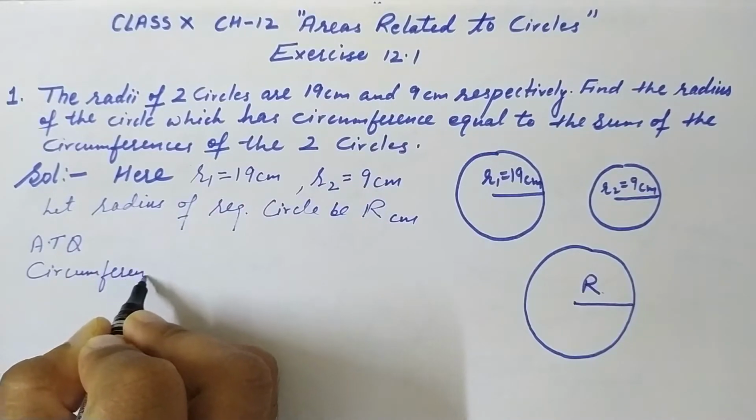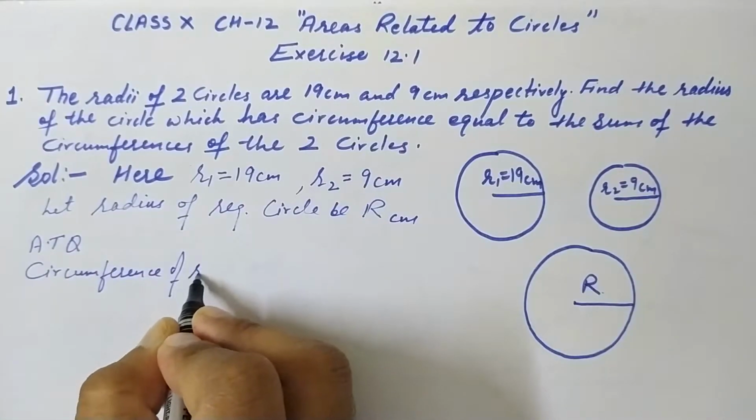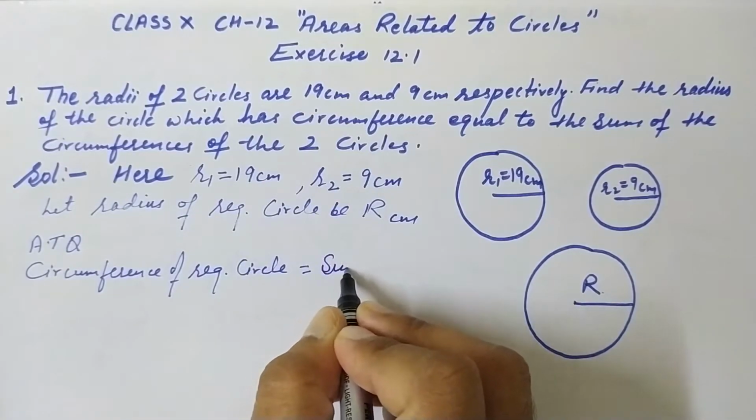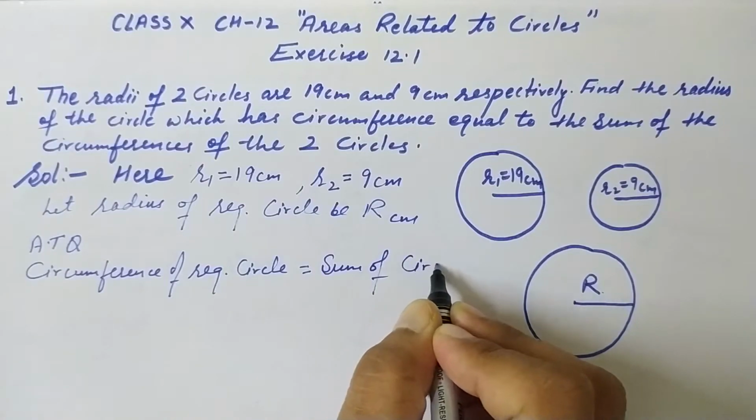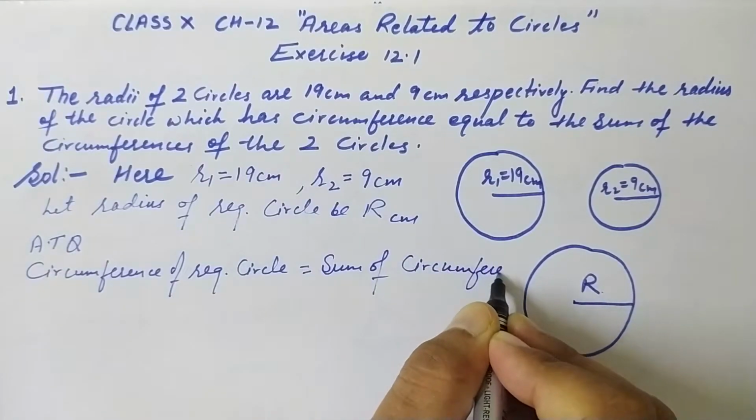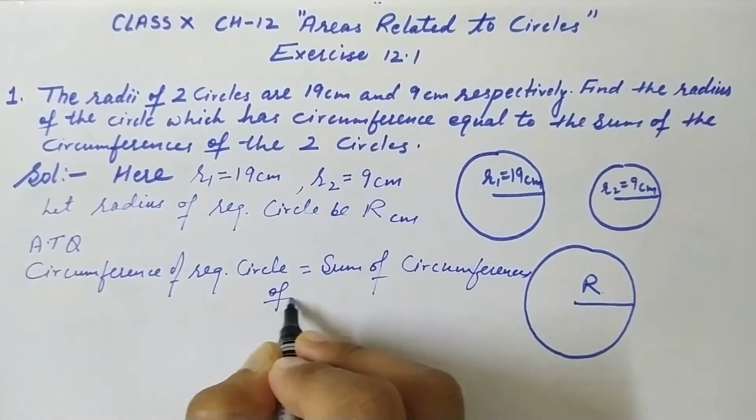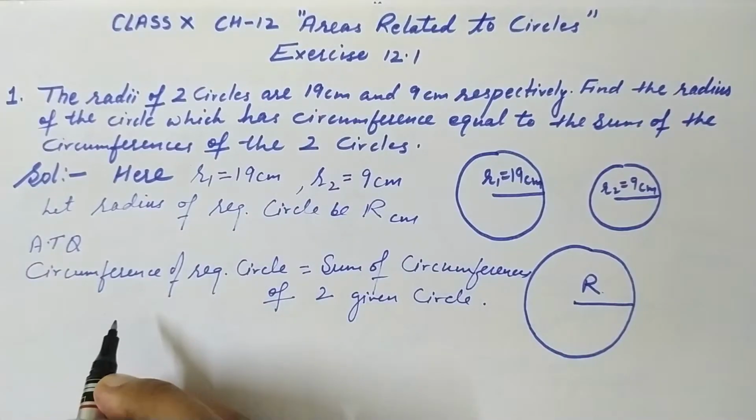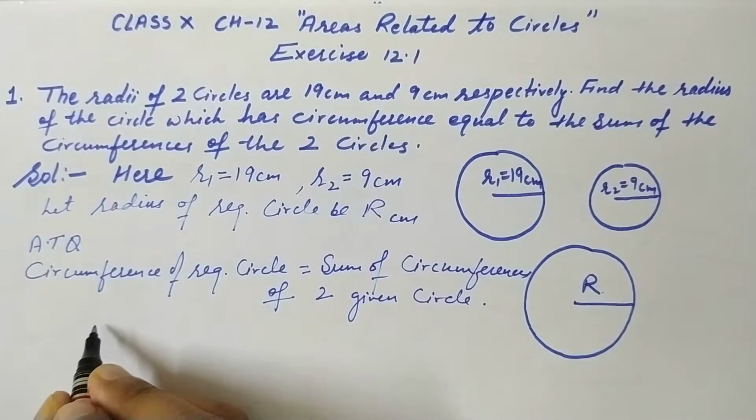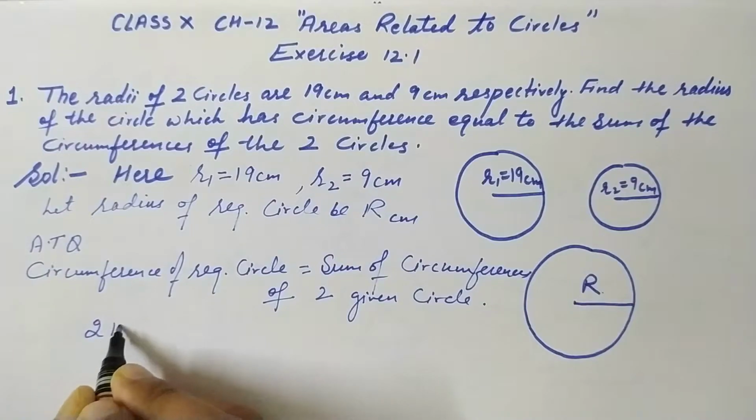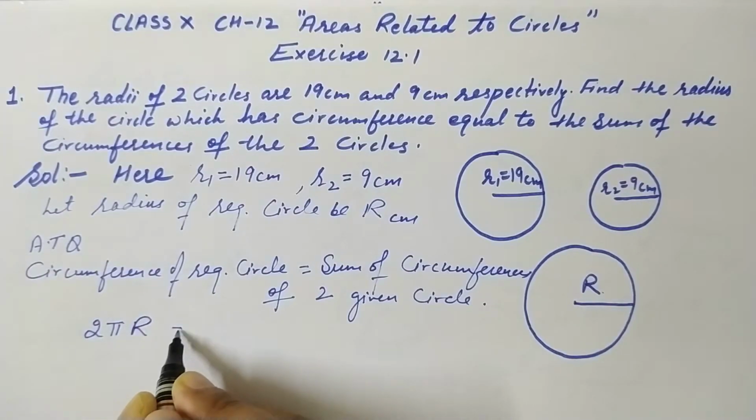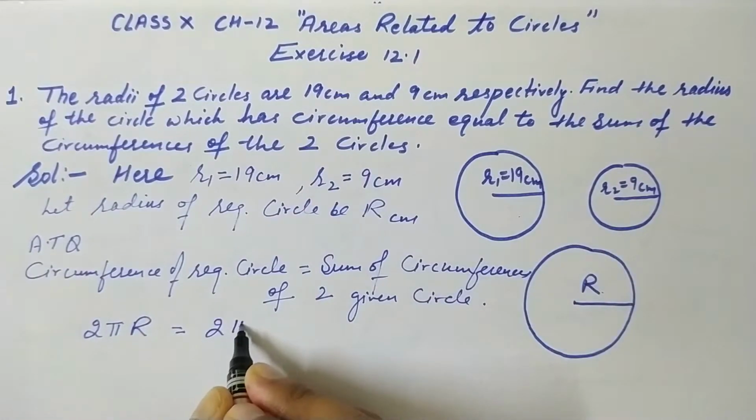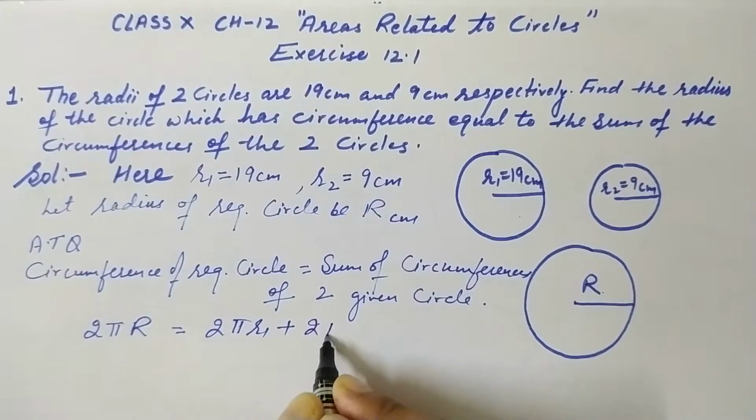Okay, so according to the question, the circumference of the required circle is equal to the sum of the circumferences of the two given circles. The formula for the circumference of the circle is 2 pi r. So the circumference of the required circle is 2 pi R, equal to the sum of the circumferences of these two circles: 2 pi R1 plus 2 pi R2.